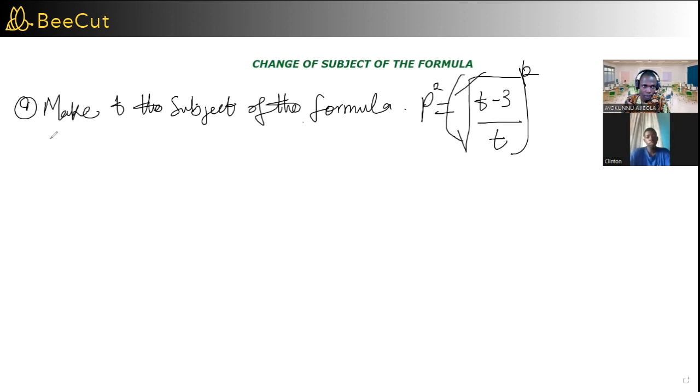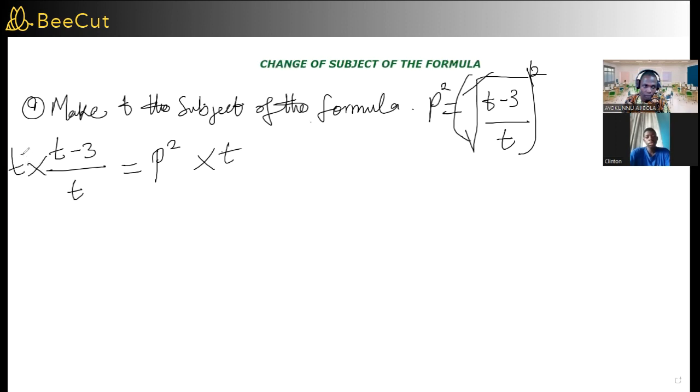So T minus 3 all over T equal to P squared. So it's T I'm looking for. There is one T down here. So all I need to do is to cross multiply. That is, I should multiply both sides by T so that the T at the bottom can give way. So multiply this side by T and multiply the other side by T. So this T cancels this T. So I have T minus 3 equals P squared T.